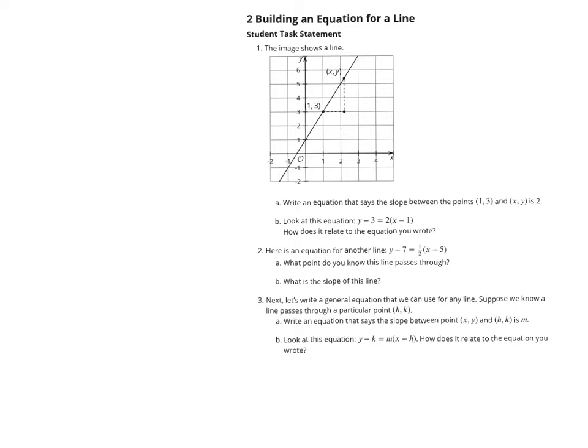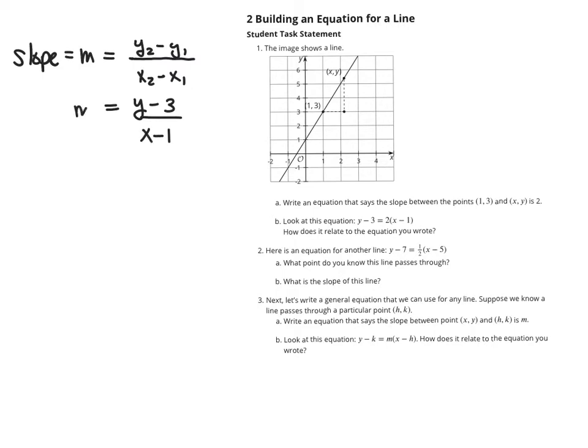So slope, which m is the variable we always use for slope, is y2 minus y1 over x2 minus x1. It doesn't matter which one's the second or the first. We just need to stay in order. So that is going to be, let's just do y minus 3 over x minus 1. That is slope. Y minus 3 over x minus 1. And we said that is equal to 2 in this case because they told us.